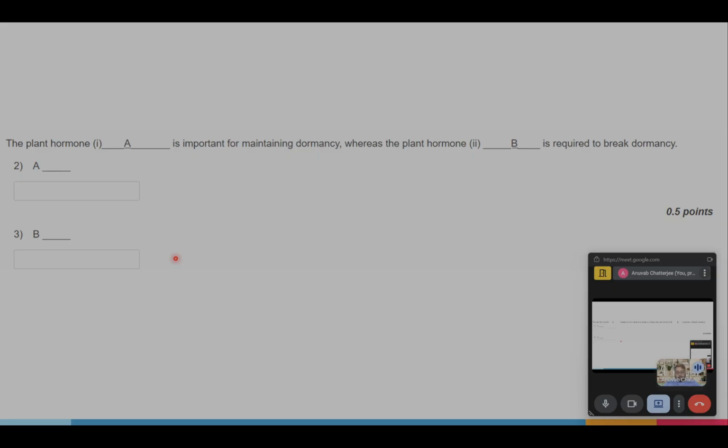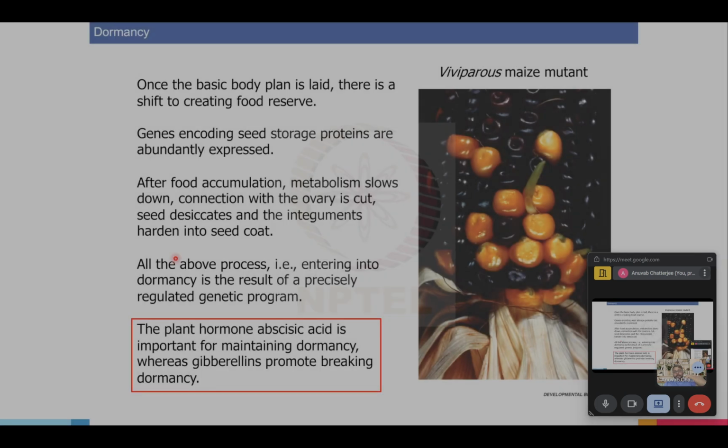Okay, let us look at it. As we are talking about dormancy, once the basic body plan is laid, essentially the embryo has reached a particular stage, there is a shift to creating the food reserve. Genes encoding seed storage proteins are abundantly expressed after food accumulation. Metabolism slows down, connection to the ovary in the original mother plant is cut, the seed desiccates.